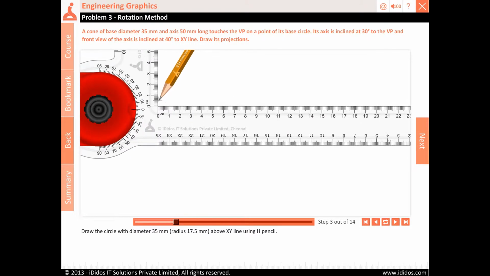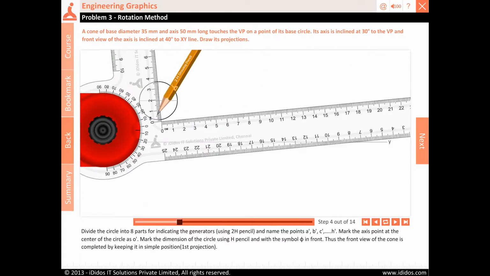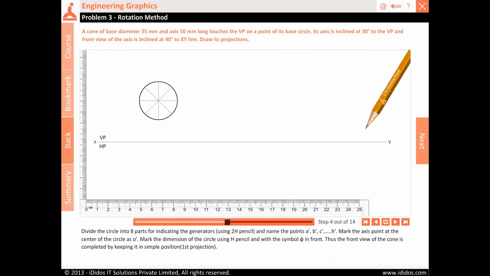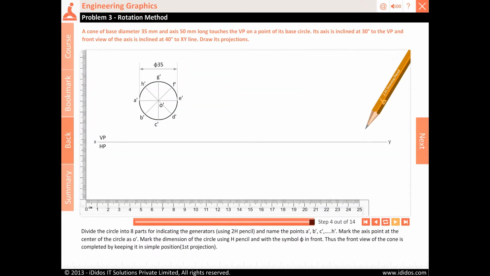Draw the circle with diameter 35 mm, radius 17.5 mm above XY line using H pencil. Divide the circle into 8 parts for indicating the generators using 2H pencil and name the points A', B', C', D', E', F', G' and H'. Mark the axis point at the center of the circle as O'. Mark the dimension of the circle using H pencil and with the symbol pi in front. Thus, the front view of the cone is completed by keeping it in simple position, first projection.